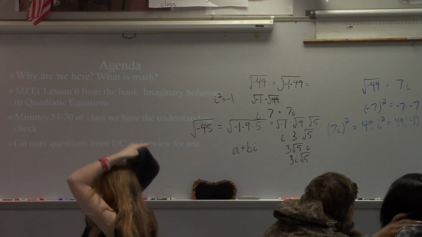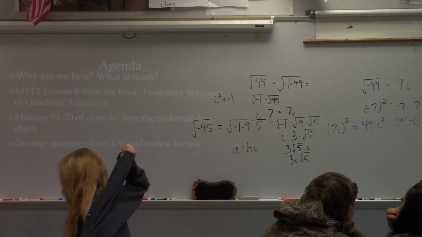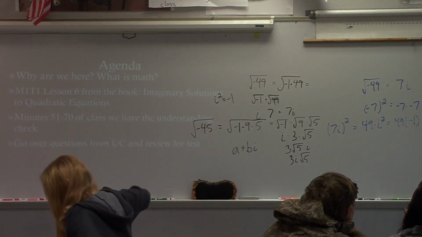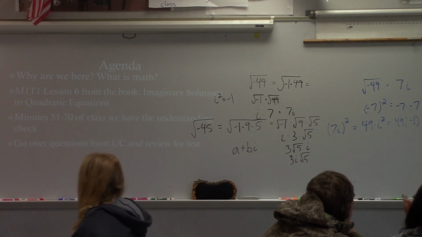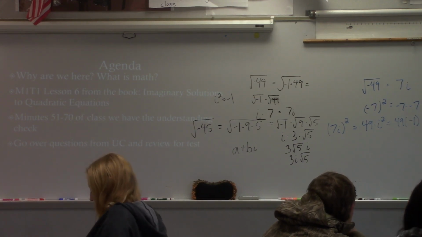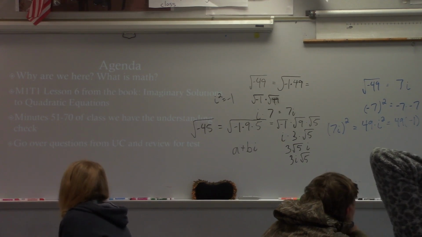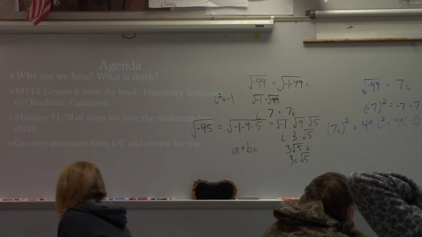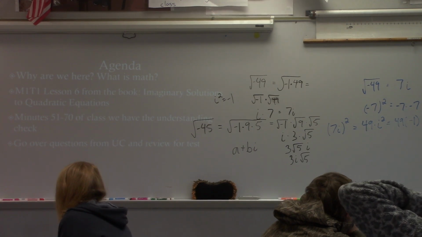So we're going to finish up lesson 6 from the book, all about imaginary solutions to quadratic equations. And then y'all are not going to have the full 50 minutes, 51 to 70, but I am going to give you your understanding checks back for about 10 minutes for you to update based on the stuff we work on today in class. Felt like that was fair. And then we're going to go over questions from the understanding check and start reviewing for the test.